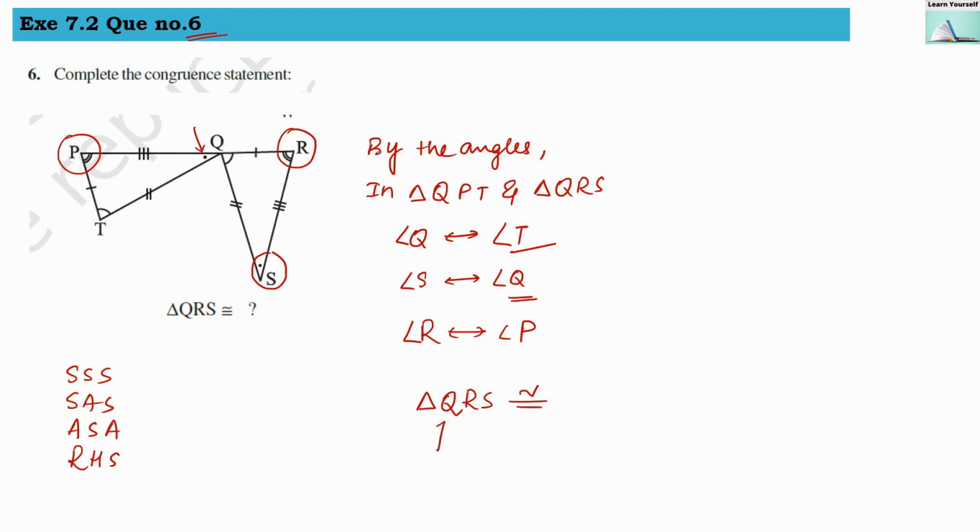So Q is congruent with T. So I am writing here first T. Then R is congruent with P. So I am writing here P. And the last one is S. So S is congruent with Q. So now our congruence statement is complete.